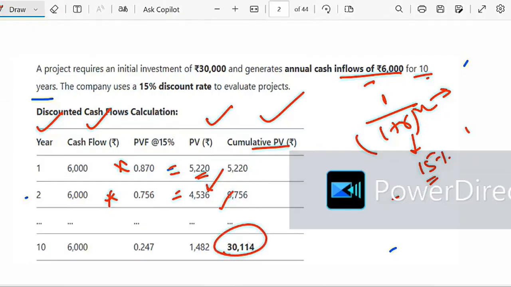So what we learned from this question is that simple payback period is quite efficient and easy to calculate, but the discounted payback period method considers the time value of money. So I hope it is clear now.